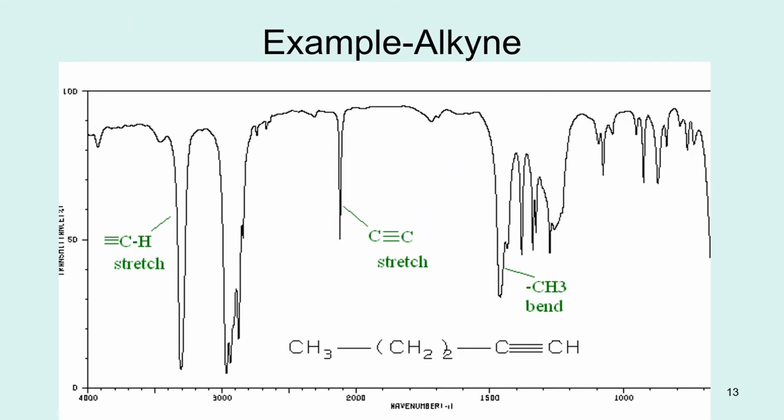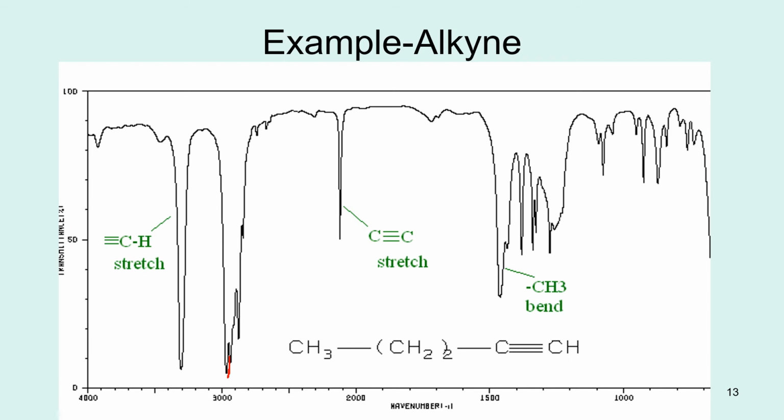So here are some examples. You can see here, usually you're going to see a big peak right in here at about 3,000 or just below 3,000. And that's for all the C-H stretches that are not double bonded, so all the sp3 hybridized carbons.